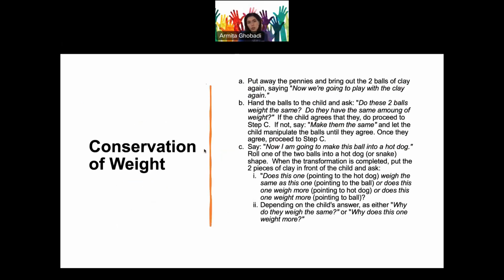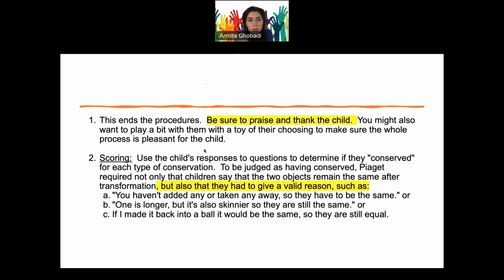Same goes for conservation of weight. We already talked about that. It is again the Play-Doh, so read that carefully. At the end of the task, be kind to babies and children because they can understand you, and just encourage them. If you have a toy or chocolate or something that is pleasant for the baby, just give it to them. But you are not done yet.